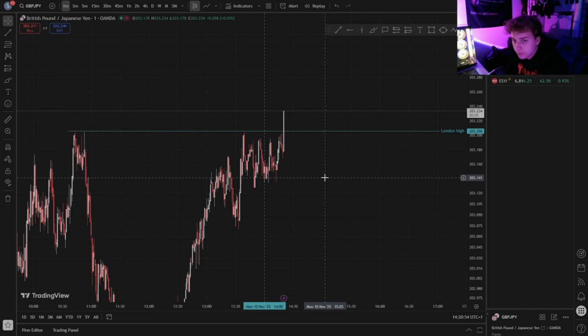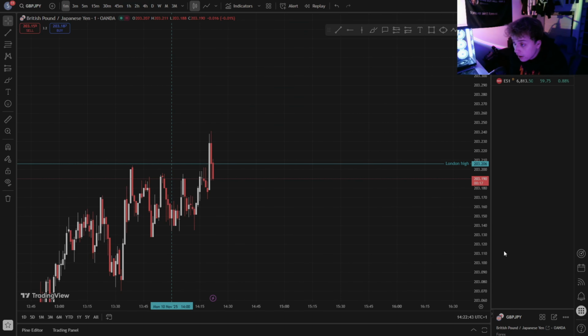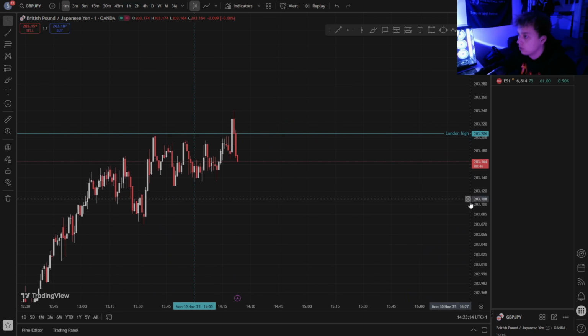Now we wait for the break of structure, and on the break of structure candle I also want a fair value gap to be created, and then for that to be respected and for the next candle to engulf the candle that reached into the fair value gap to close either, or in this situation, below. So yeah, let's see what we get now.